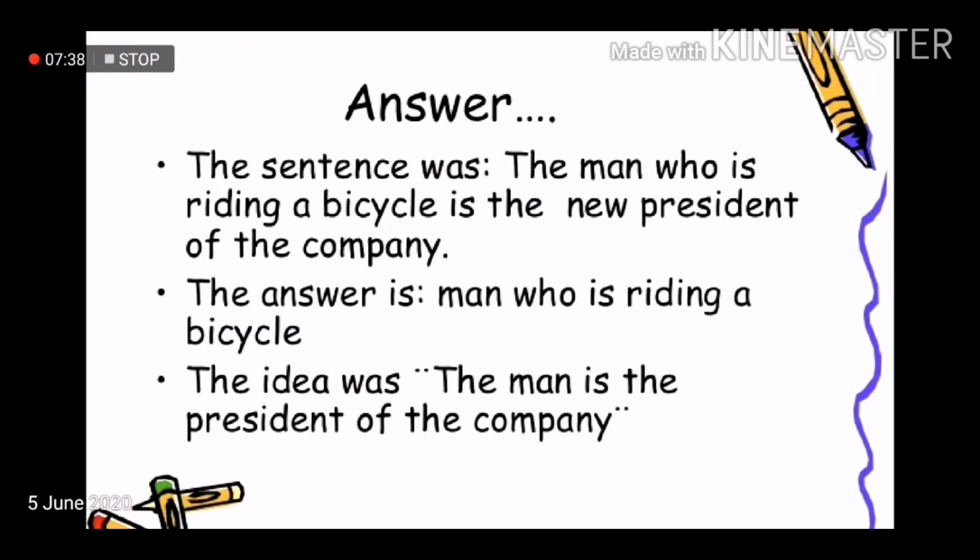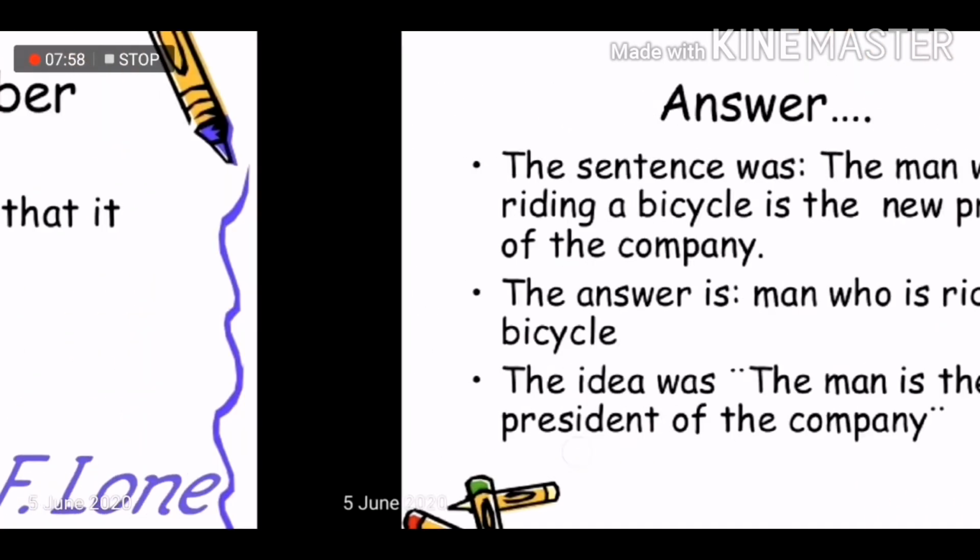Obviously, I hope you might have come with the right answer. The man who is riding a bicycle is the new president of the company. The answer is man who is riding a bicycle, because it was the question कि आपको बोलना था कि adjective clause कौन सा था उस sentence में. The idea was the man is the president of the company.